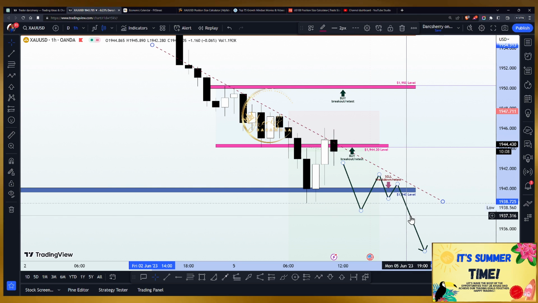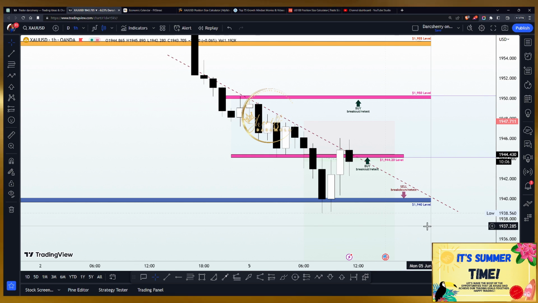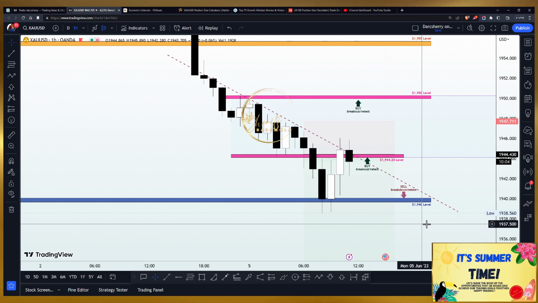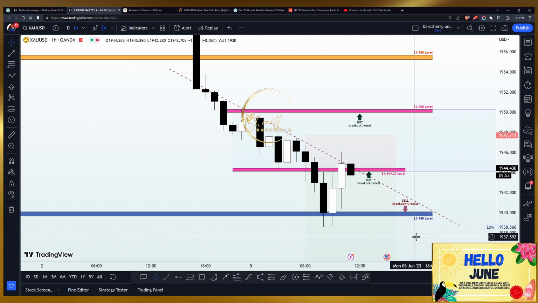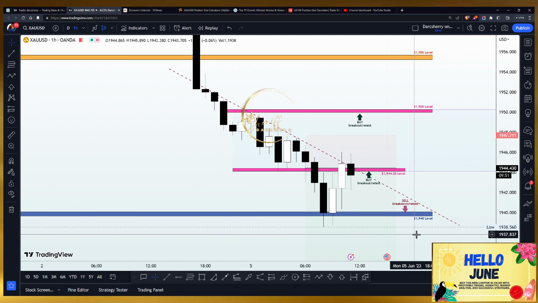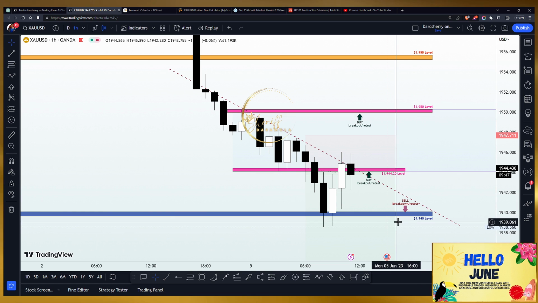As long as price action remains below the trend line, we look out for selling opportunities, and if a breakout of the trend line happens, then we look out for buying opportunities above the $1,944.20 level. So this is what we are going to be looking out for. It's a simple setup. Let's use this as a yardstick to guide our trading activity for today.